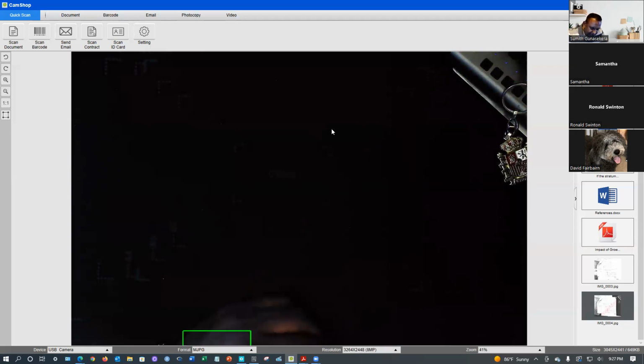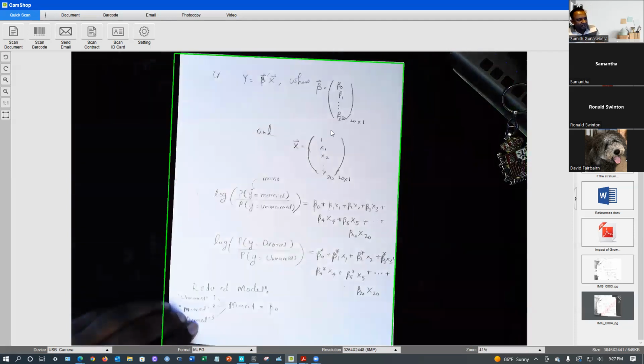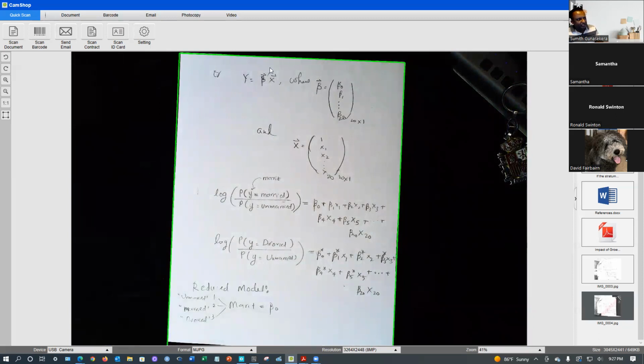Plus beta 20 x20. You want to write it this way. This is 1 and this one stays as it is. This one will be transposed, so the column vector becomes a row vector, one shot. You don't have to write too much.